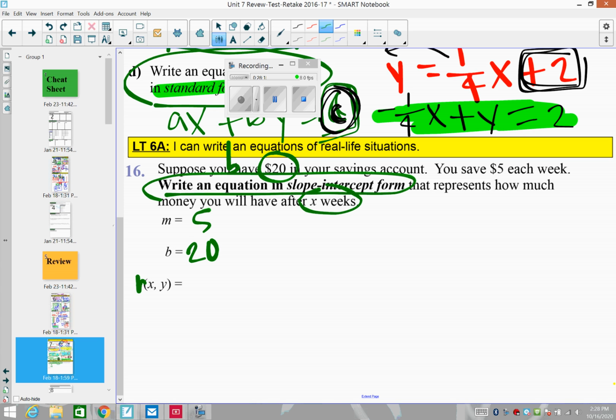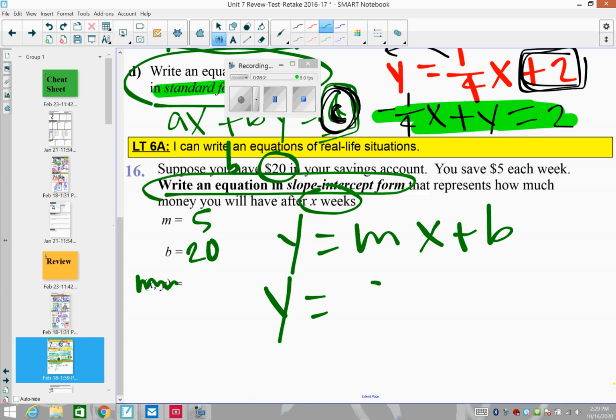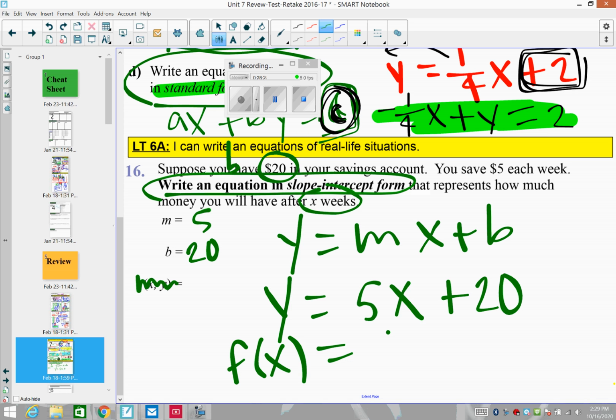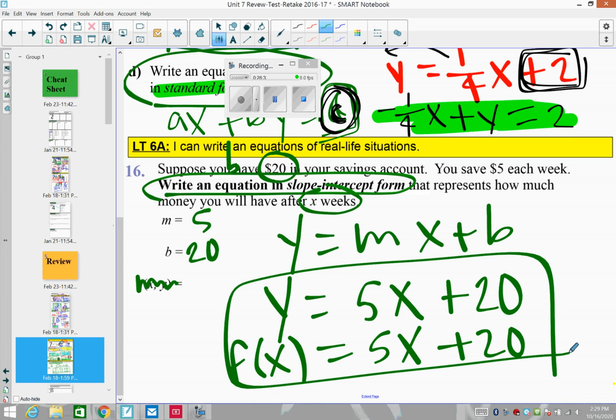We don't need this point then because it's just a y equals mx plus b. Doesn't say anything about functions either. So y equals $5 per week and $20 to start with. If we were writing in function notation, it would just simply be that. That's easy peasy lemon squeezy. It's just slope-intercept form. Y equals mx plus b.